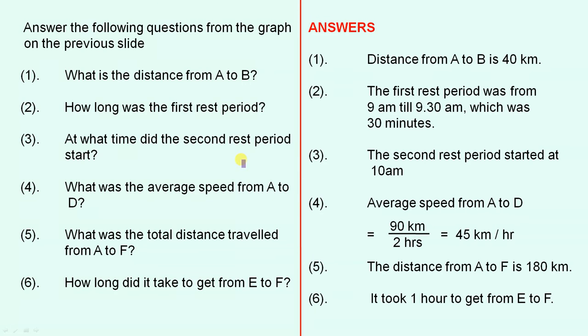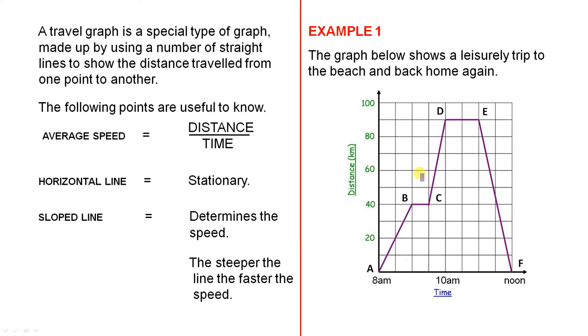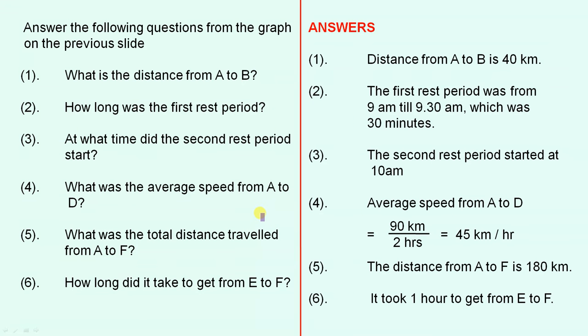At what time did the second rest period start? The second rest period started at 10 a.m. Let's have a look. And there it is there. That's the start of the second rest period, because that line is flat, and that started at 10 a.m. Next question. What was the average speed from A to D?